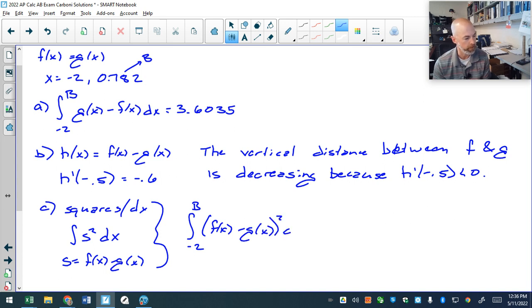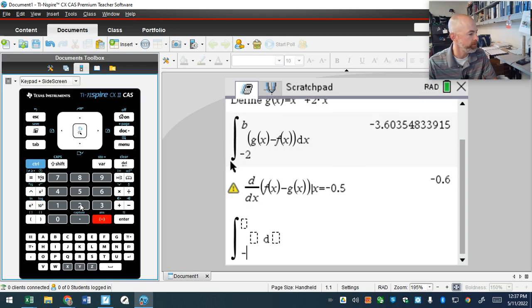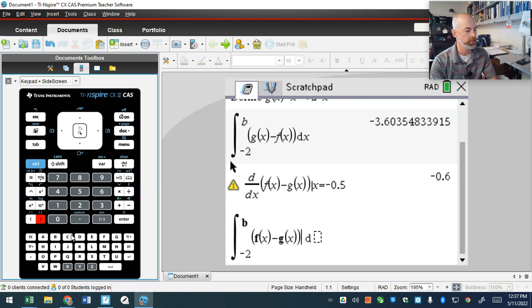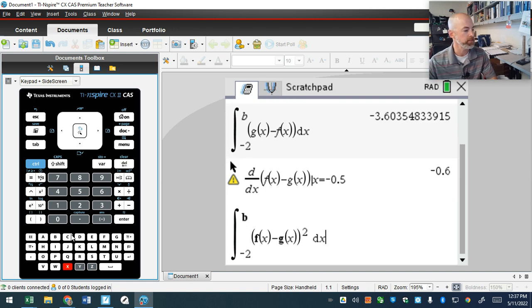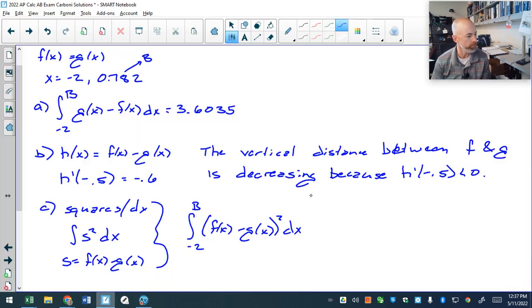I personally prefer to do top minus bottom. However, if you did g minus f, then squaring it will end up negating that difference, and you should end up getting the correct answer anyway. So let me go to my calculator again, shift plus -2 to b of parentheses f of x minus g of x squared dx, hit enter, and I'm getting 5.340.